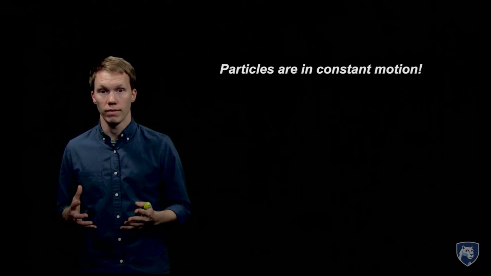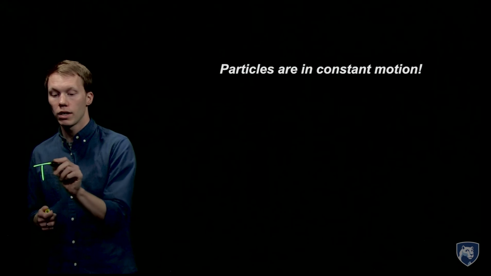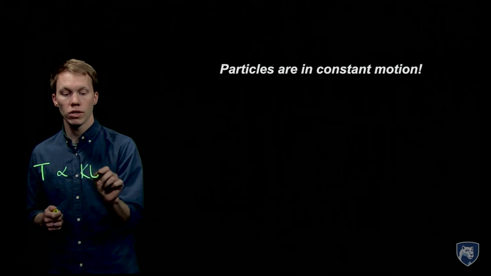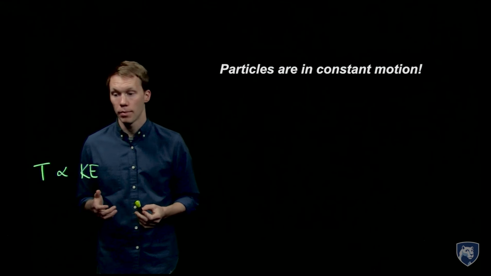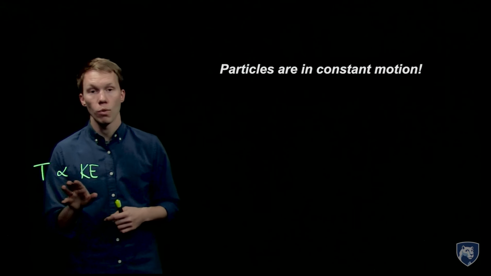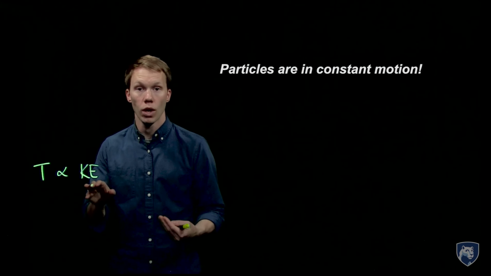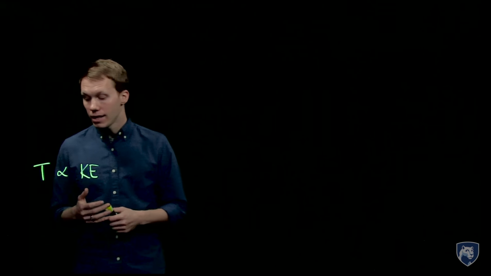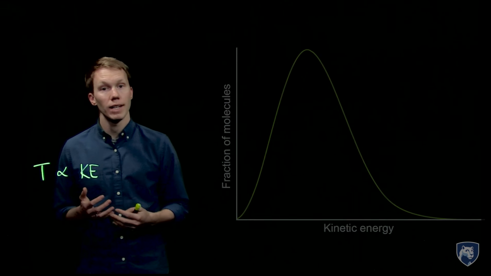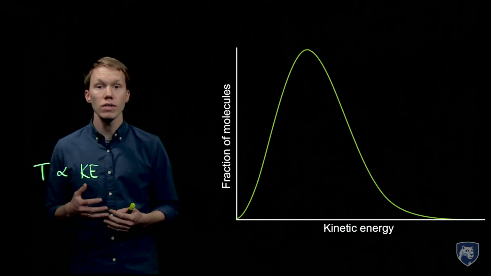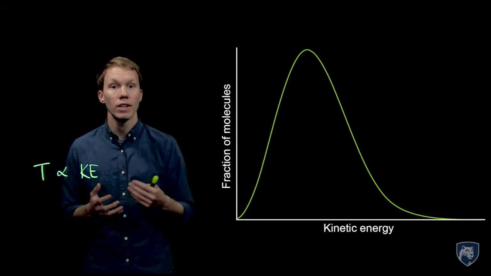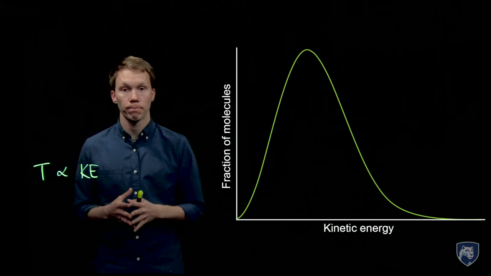Now let's use some concepts of kinetic molecular theory to explain trends in vapor pressure. Kinetic molecular theory, as you recall, tells us that molecules are in constant motion and that the temperature of a sample is proportional to the kinetic energy of that sample. So at higher temperatures, we have more molecular movement, therefore we have more kinetic energy. And if we take a look at this plot, this is a distribution function that shows us the fraction of molecules that have a certain amount of kinetic energy.